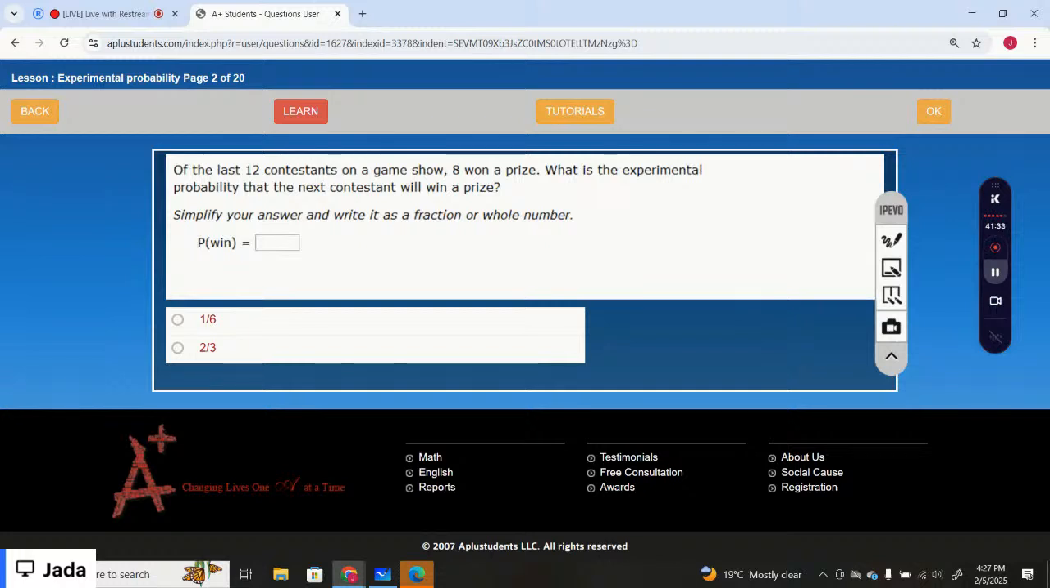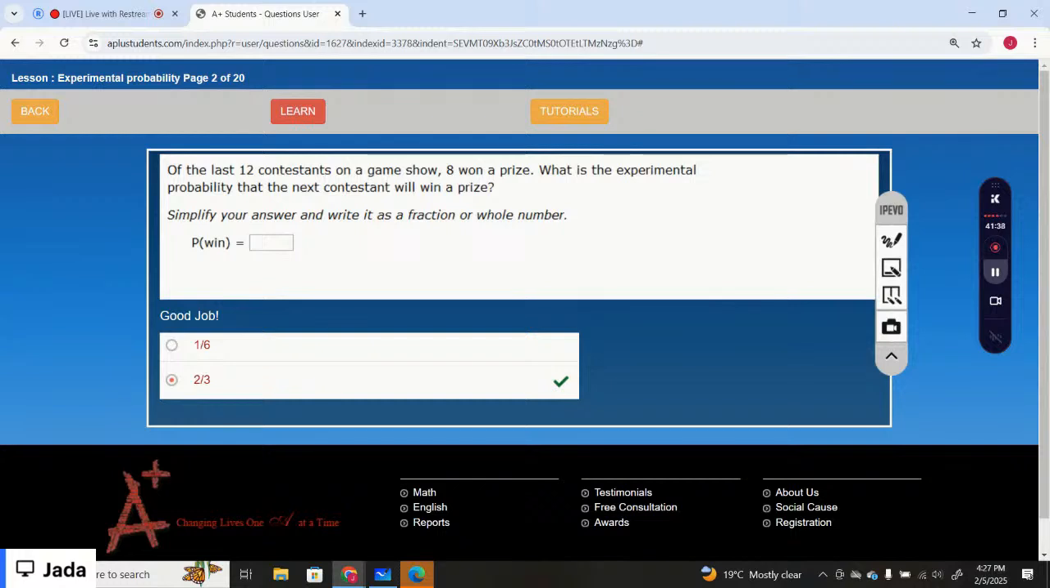That is 8 over 12. The correct option is 2 by 3. Option number 2 is the correct option.